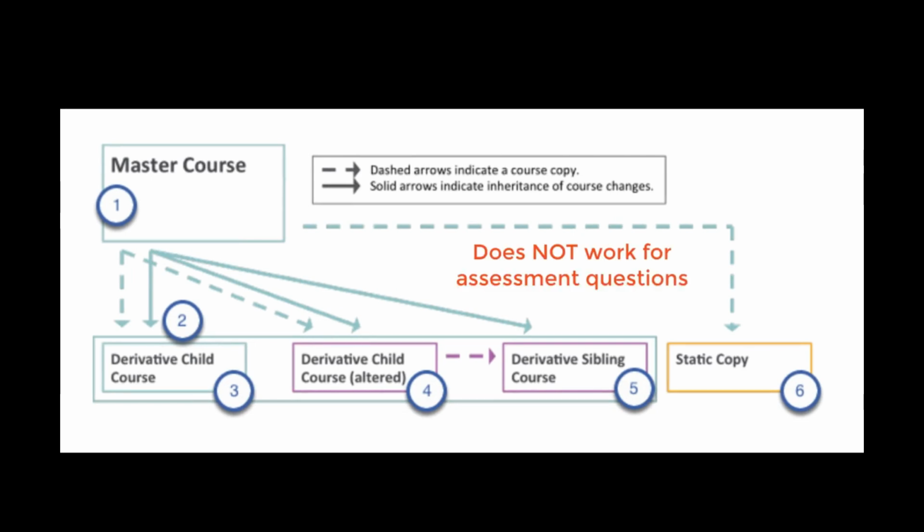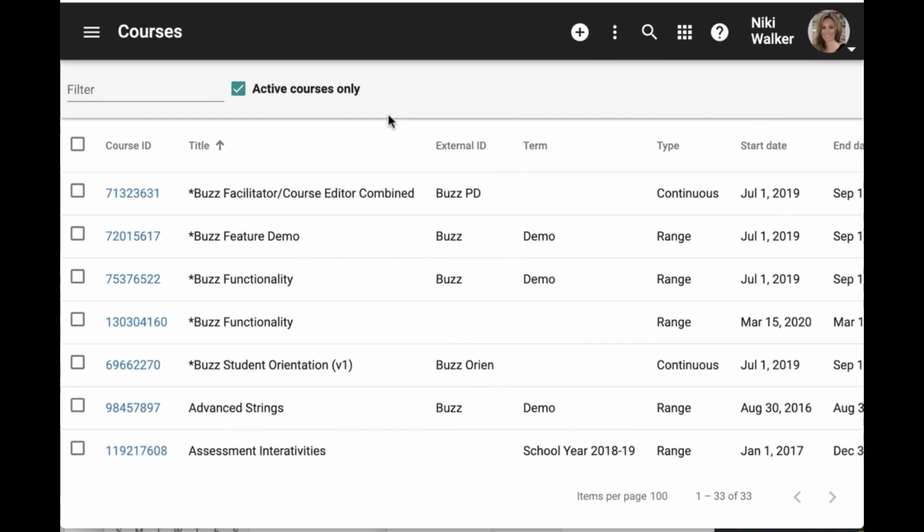This is not true of assessment questions. Altering assessment questions creates a new ID, so that question cannot be relinked to the master by simply changing it back. To finish this concept of derivative copies, it's important to note that there are 2 ways to make copies.